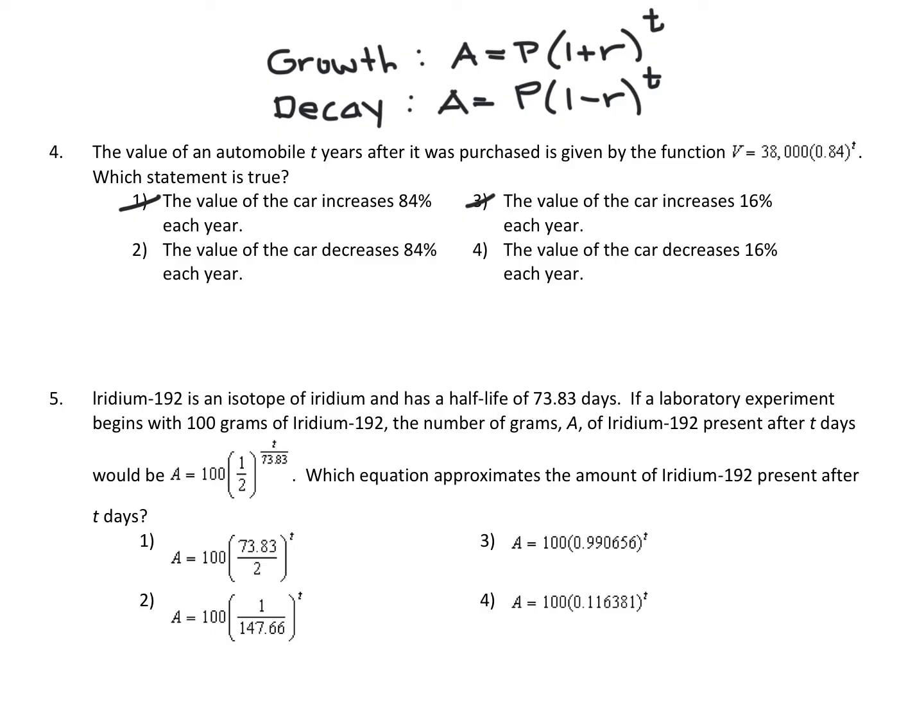If you did 1 minus, and I'm going to do this right here, 0.16, isn't that equivalent to 0.84? So 1 minus the rate, 1 minus 0.16, is how they got this 0.84. The 0.84 is not the rate at which it's decreasing. 16% is 0.16. So choice 4 is the answer.